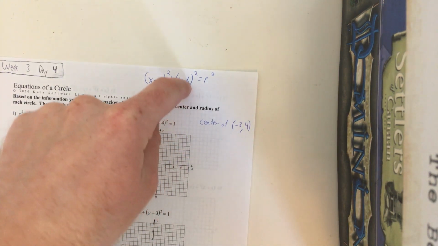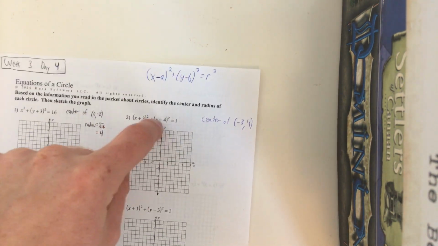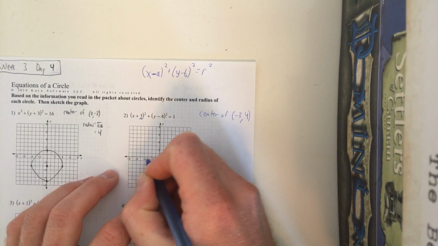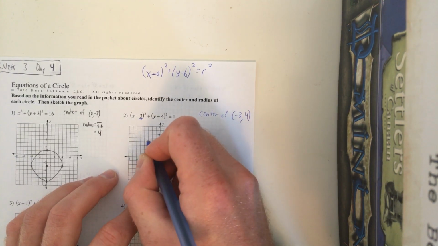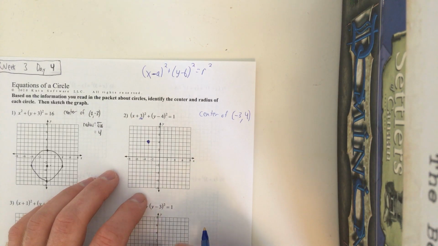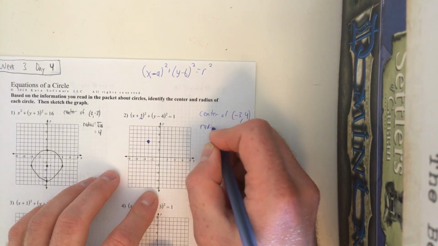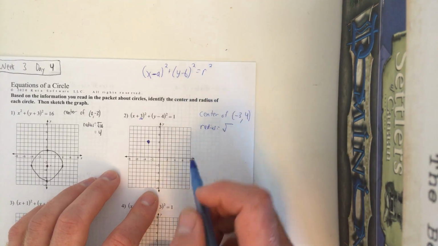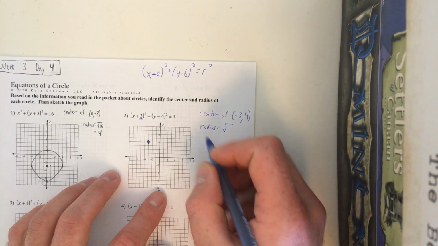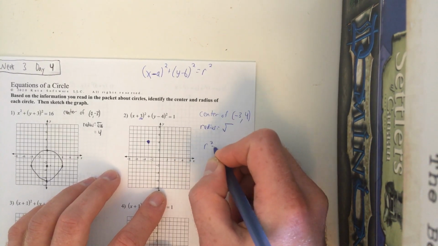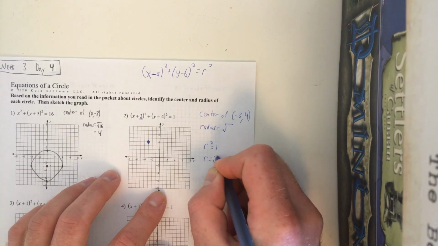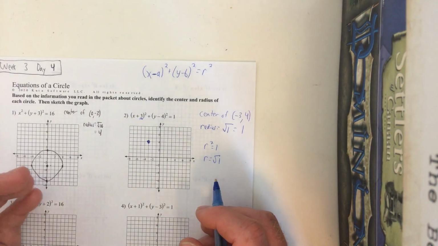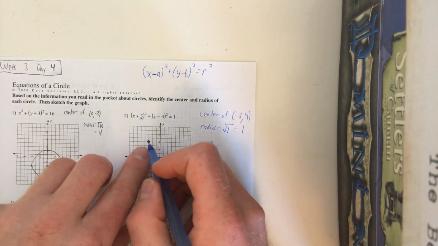I have a negative in this equation, so I just have to take the opposite of whatever I see here. That's going to be the center. So center of negative 3, 4. Let's plot that: 1, 2, 3, 1, 2, 3, 4. Here's negative 3, 4. And now my radius is the square root of whatever is on the right side. Because I have r squared, I would have r squared is equal to 1. So r would be equal to the square root of 1. In this case the square root of 1 is just 1. What that means is my radius is 1.